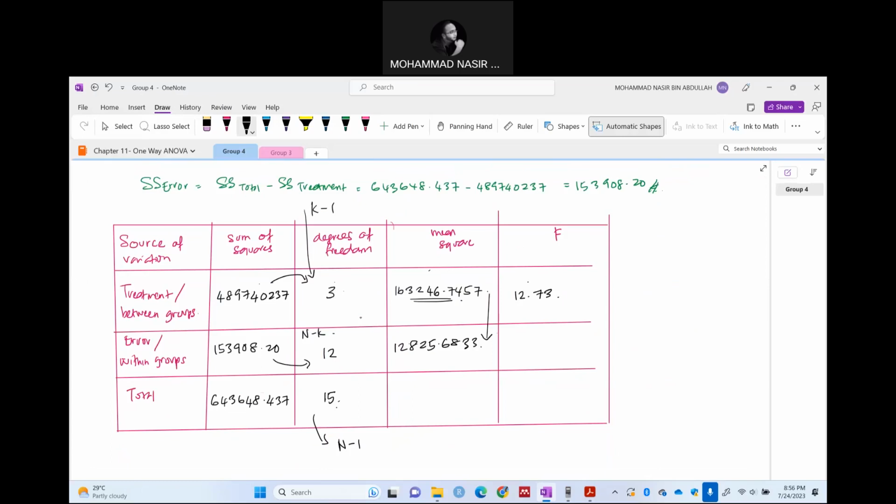Any question? Okay, pay attention on this kind of example. Focus more on this one. Right.